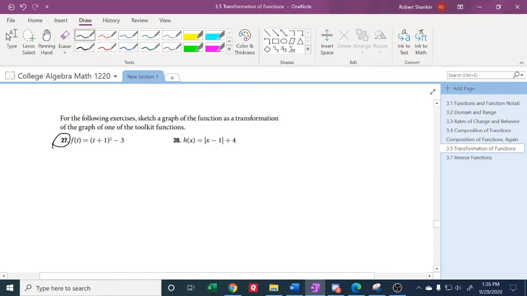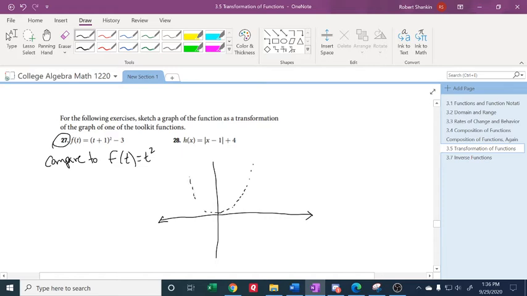Sketch a graph and use one of the toolkit functions. So we're going to compare. It calls this a toolkit function, the basic function, y equals x squared. y equals x squared would be the standard parabola. And if we went over 1, we'd be with 1, and so on.